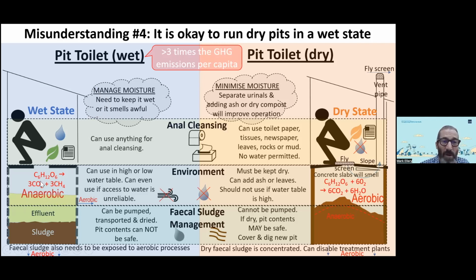And if you can run a dry pit toilet in a wet state, there's no reason why you can't just put a water seal here and make it a conventional water seal toilet, running properly in an anaerobic condition and venting your methane through the sidewalls into the soil, with a water seal that prevents tidal influence or emptying of the contents to surface. So you can do it, but it's generally not okay, and I think we can do better.